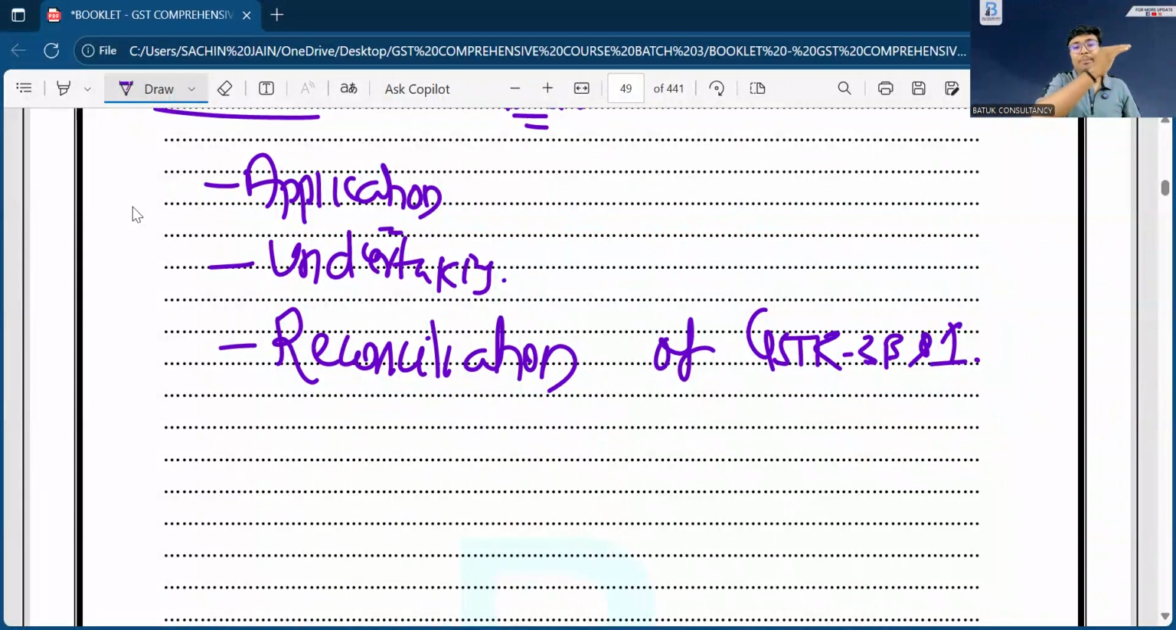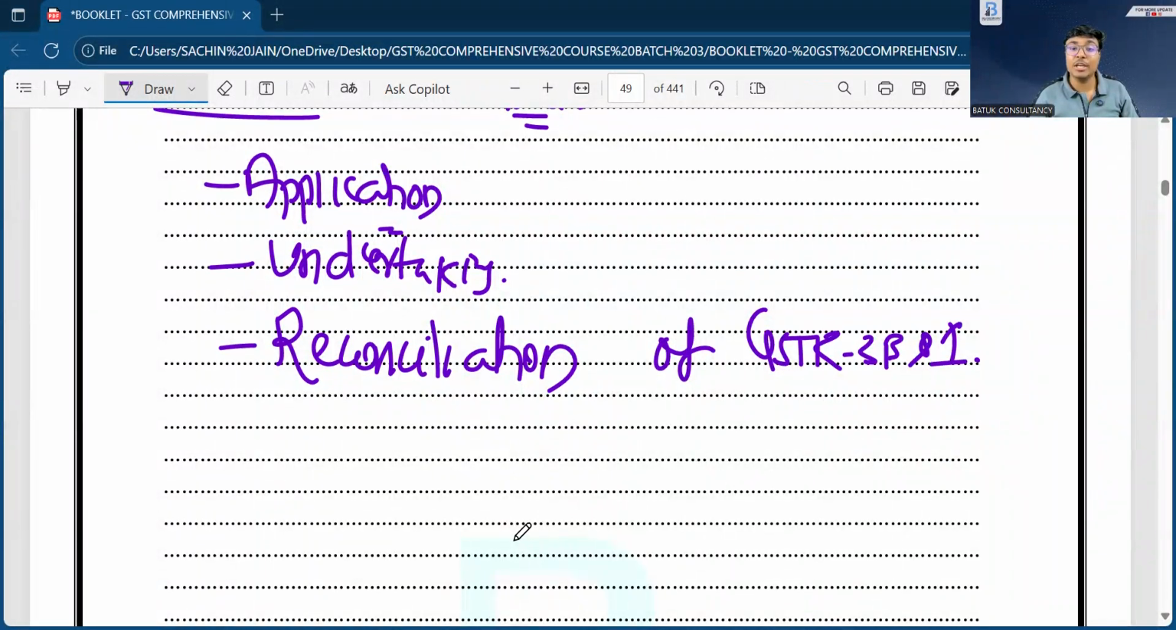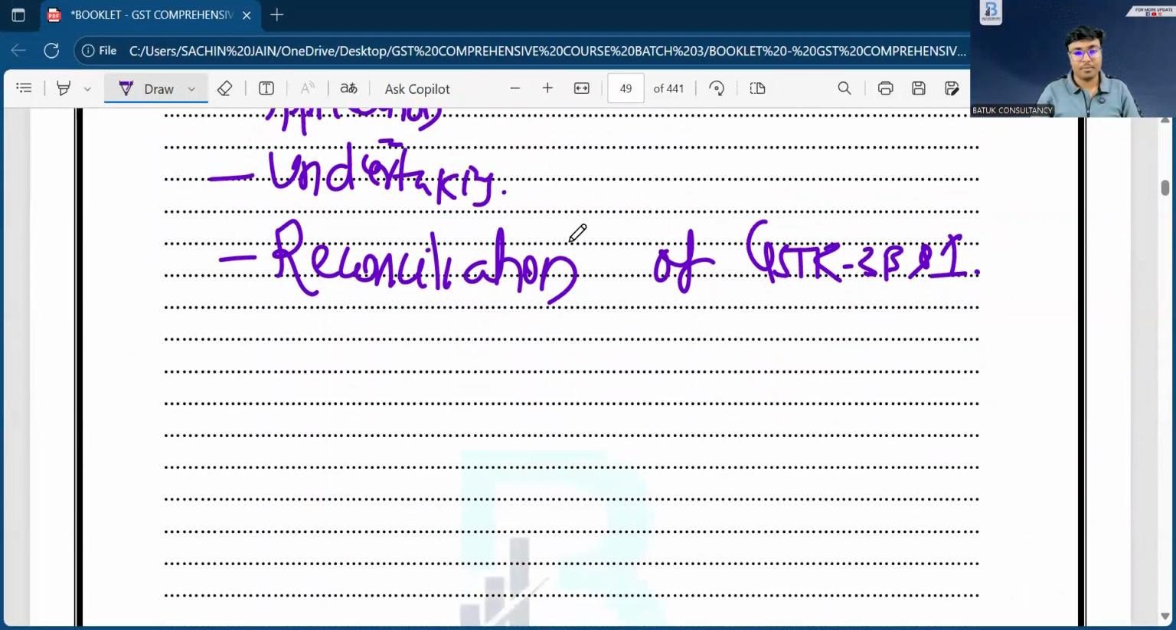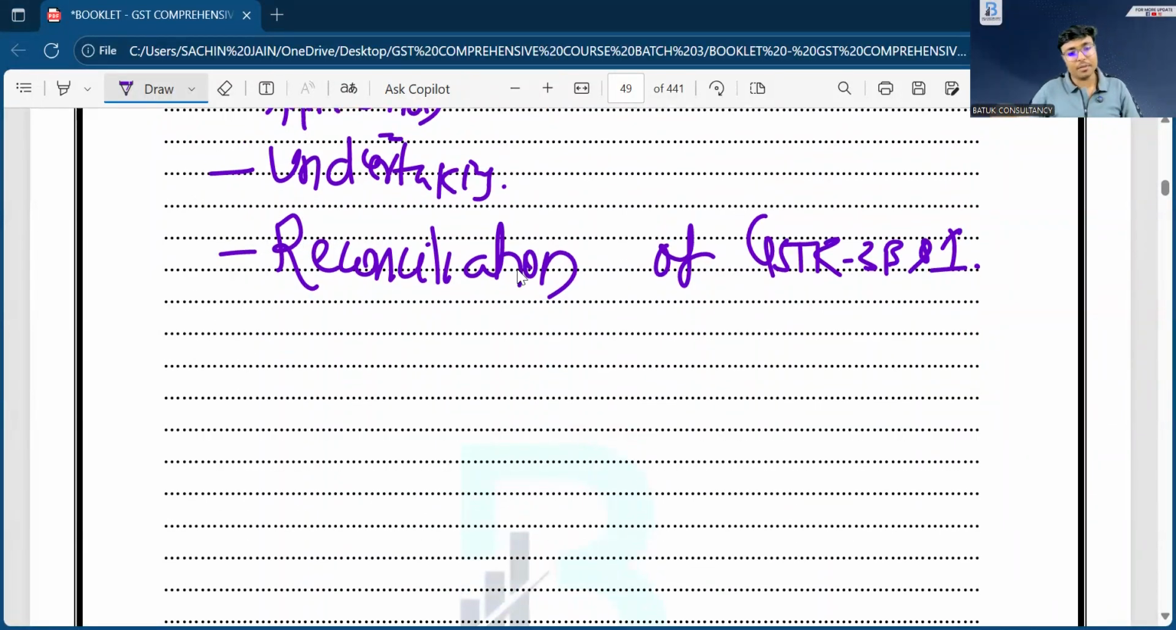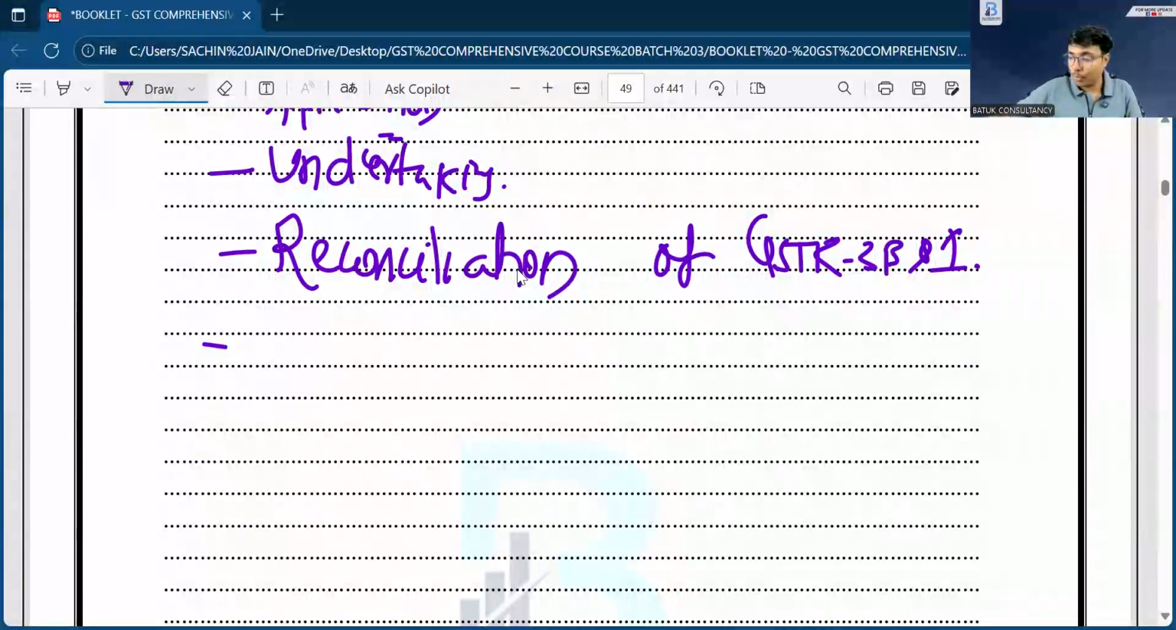Suppose you are filing the refund application for April, May, and June. April, GSTR 3B, GSTR 1. June, GSTR 3B, GSTR 1. May, GSTR 3B, GSTR 1. This type of reconciliation you should put. So: application, undertaking, reconciliation of GSTR 3B and GSTR 1. With that, one offline utility, downloaded from the GSTN common portal, should be prepared.